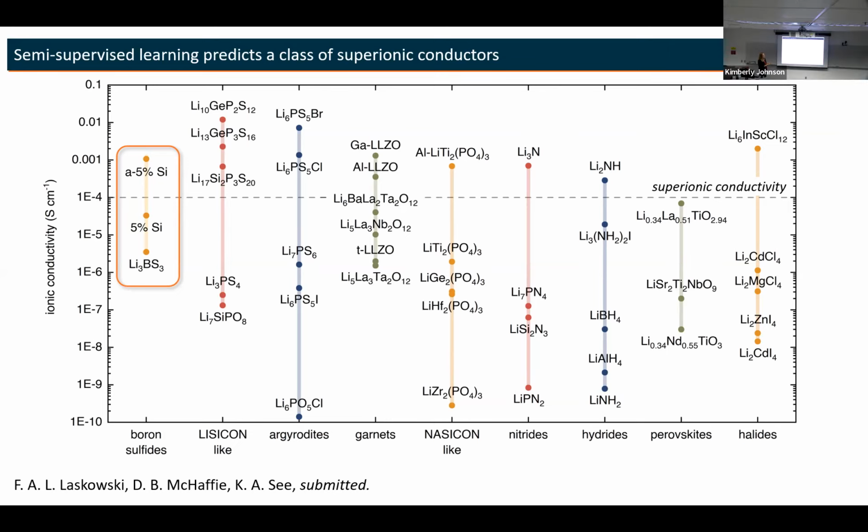So we've been developing these semi-supervised machine learning algorithms in order to predict new materials. We started with lithium because there's a lot more known about lithium. And that led us to this phase, this Li3BS3 phase. And then now we're trying to push that forward to divalents. Oh, good. Thank you.